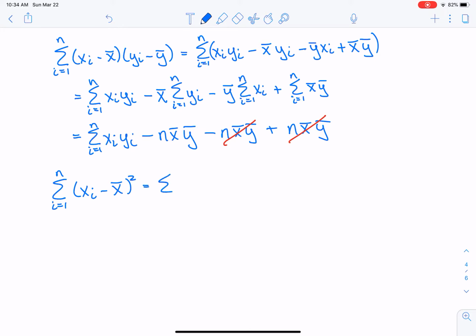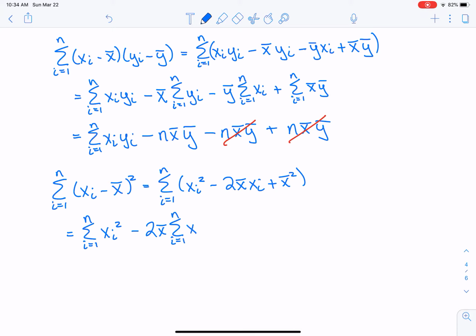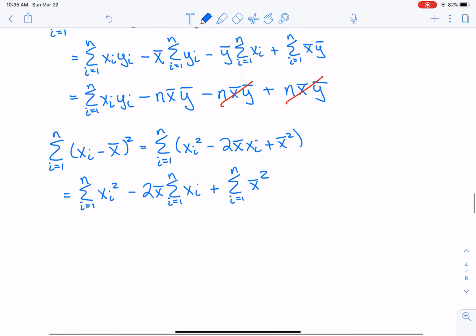we're going to write out what that sum is by expanding. So we're going to get x sub i squared minus 2 x bar x sub i plus x bar squared. Then we're going to want to distribute the sum from i equals 1 to n of x sub i squared minus 2 x bar sum from i equals 1 to n of x sub i plus sum from i equals 1 to n of x bar squared.